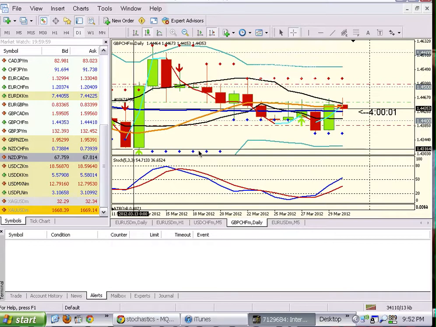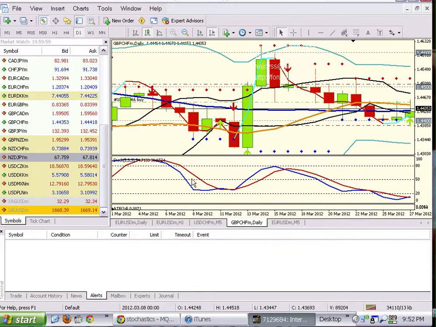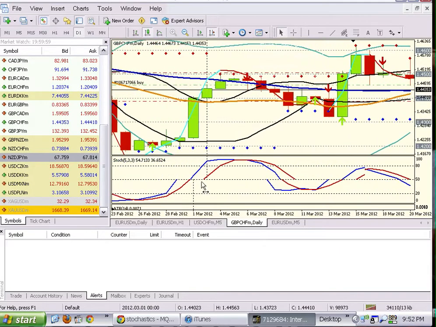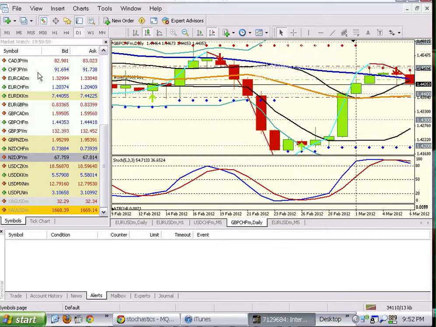So if you take a look at the indicators that we have, again, I use just one indicator at the bottom, a stochastic. You see the average true range down here? I don't really use that. I just like to see what the true range is. But as far as generating signals, I like to use the stochastics for that.